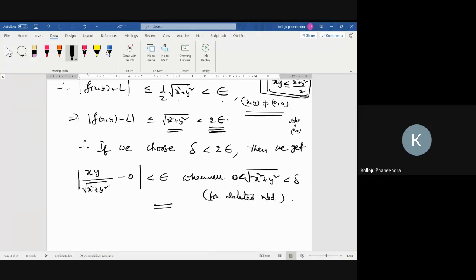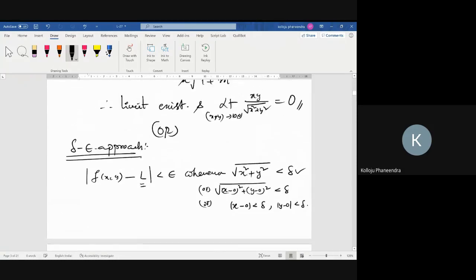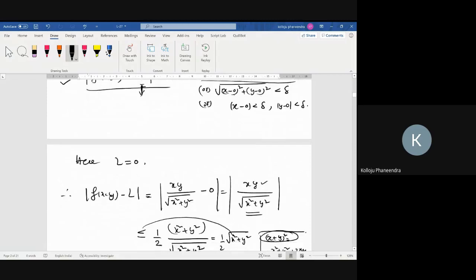Once again, this is the delta epsilon approach. This is the definition. The actual definition is x minus a whole square plus y minus b whole square less than delta, where the limit value is at a, b. Here x naught, y naught is 0, 0. That is why this becomes x square plus y square less than delta. I have to prove this, and I know the value of L. And remember, the delta epsilon approach is applicable only when the limit value is given. Show that something. Here L value is 0, so I have considered this and I'm getting this.